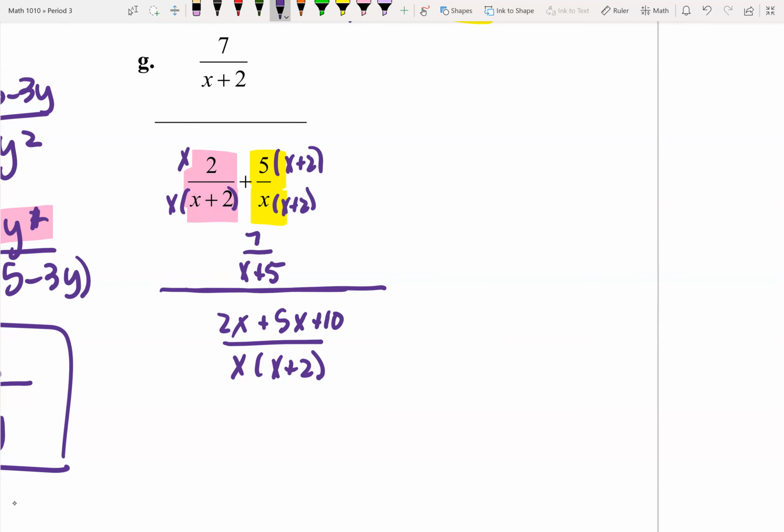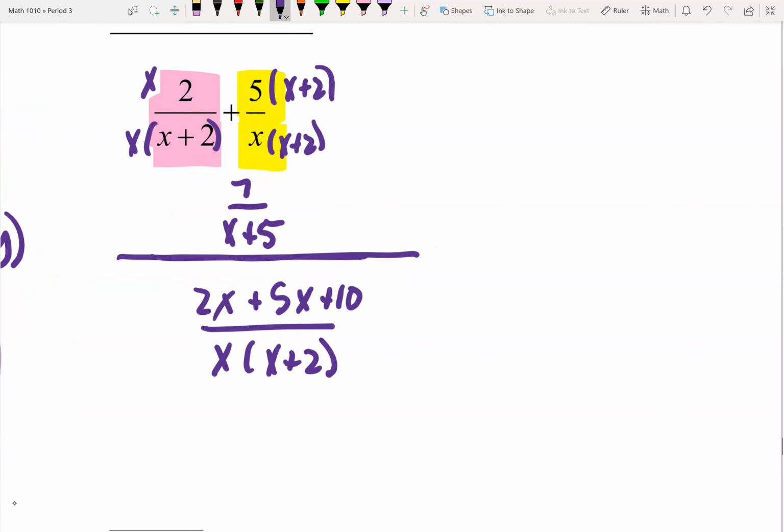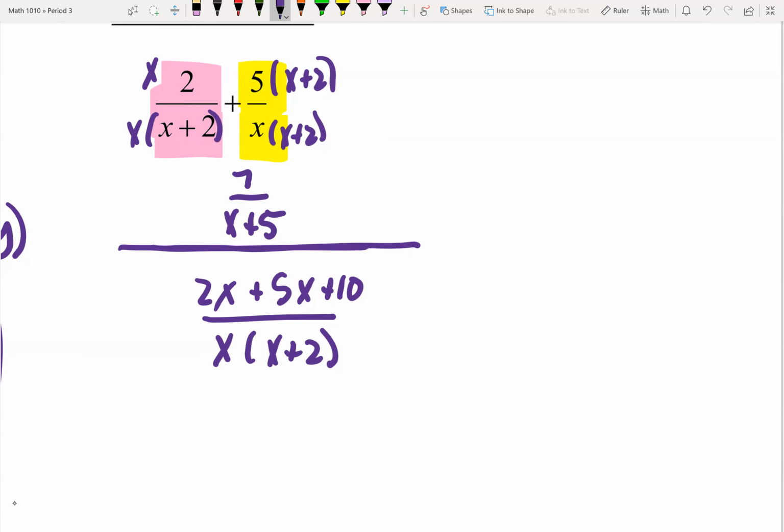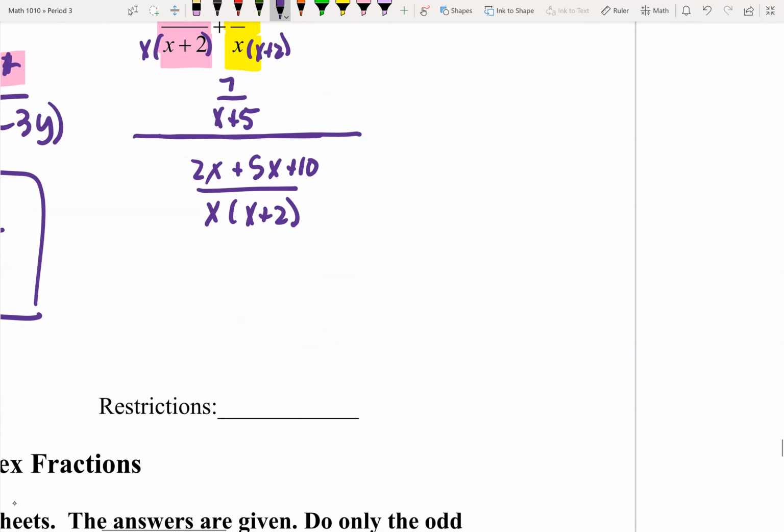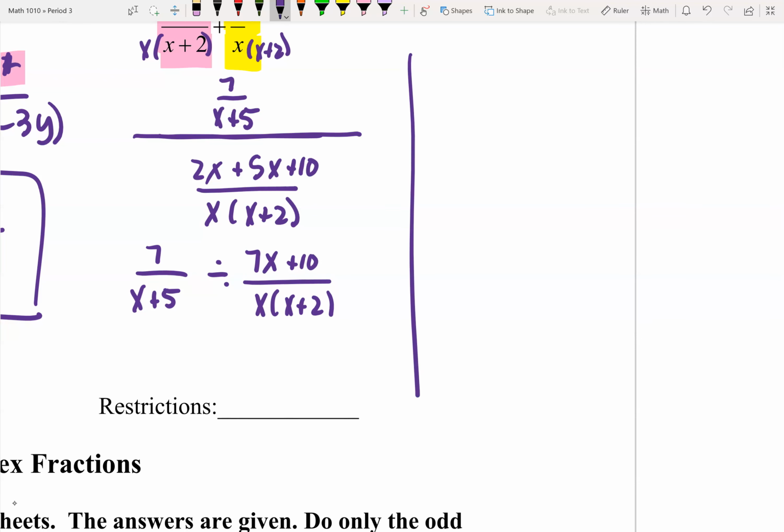Look right there at that. Raise your hand if you have that on your paper. Do a big raise up. Yeah, I would think some of you probably on the bottom denominator may have messed up on that x times x plus 2. You have to pull those both together, okay? So the next thing is going to be 7 over x plus 5 divided by 2x plus 5x, which is 7x plus 10 over x times x plus 2.